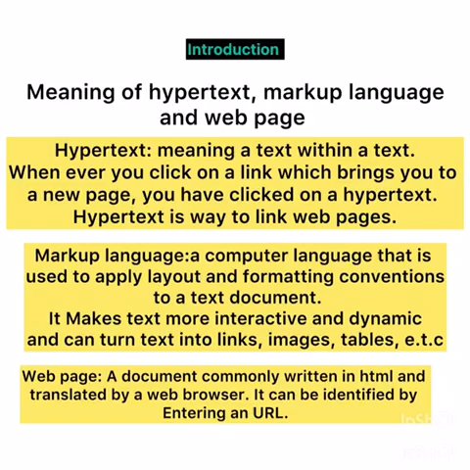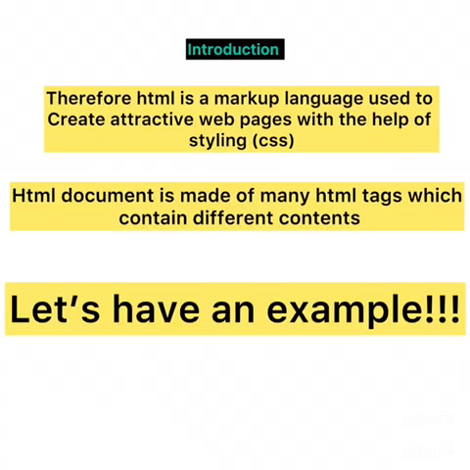Then what is a web page? A web page is a computer document which is commonly written in HTML and translated by a web browser. A web page can be identified by entering a URL. A web page can be of static or dynamic type. With the help of HTML only, you can create static web pages. Hence, HTML is a markup language which is used for creating attractive web pages with the help of styling, which looks in a nice format on a web browser.